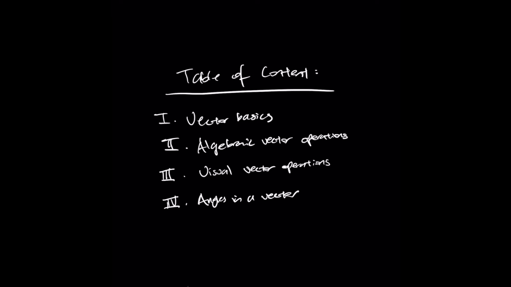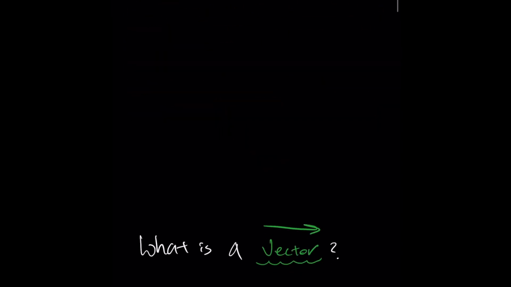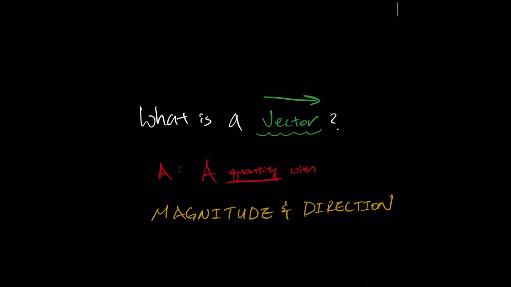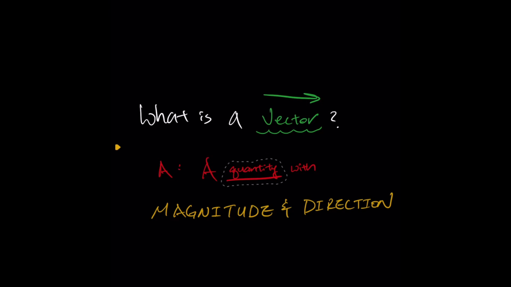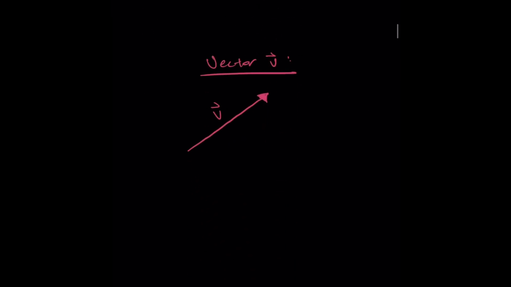First, let's take a look at vector basics. So what really is a vector? Well, a vector is a quantity with both magnitude and direction. Magnitude is simply the length of a vector, and direction is simply the position a vector is heading. The vector could be graphically represented as this, where vector v, represented by this symbol, has a length depicted here and a direction represented by the arrowhead.